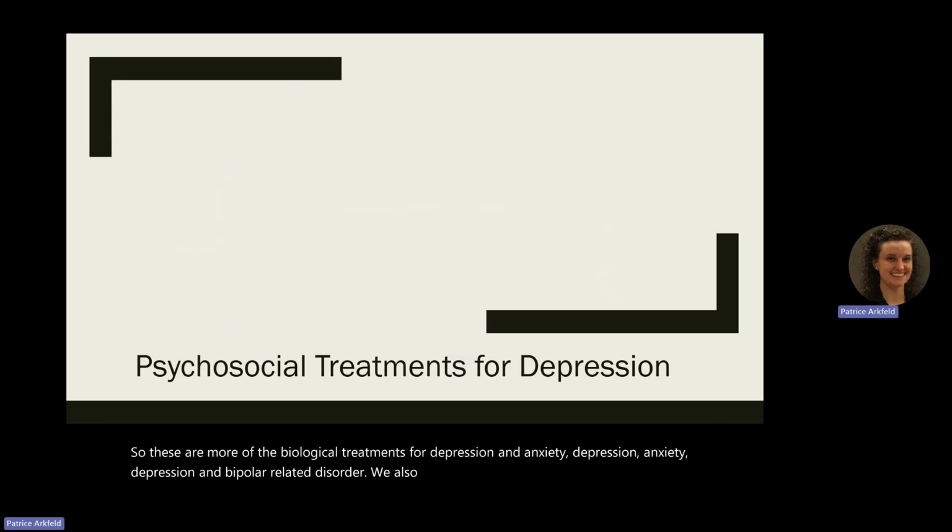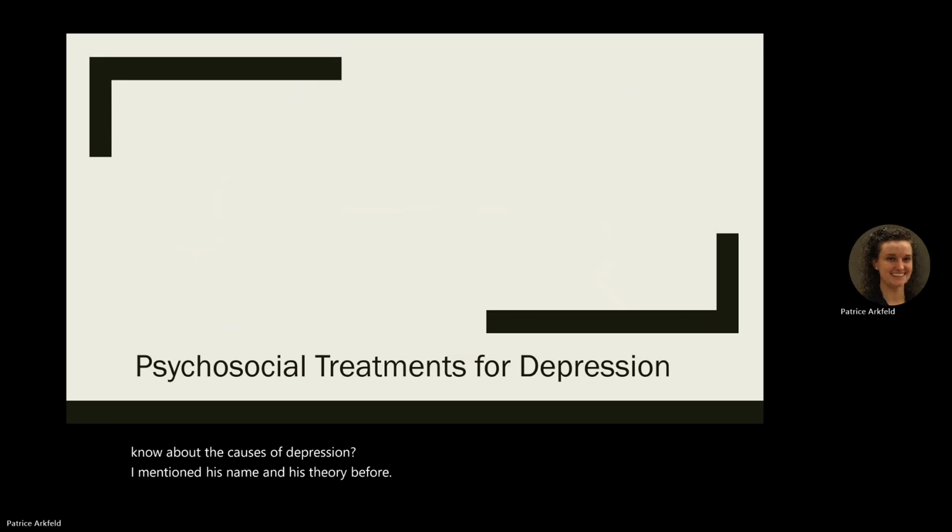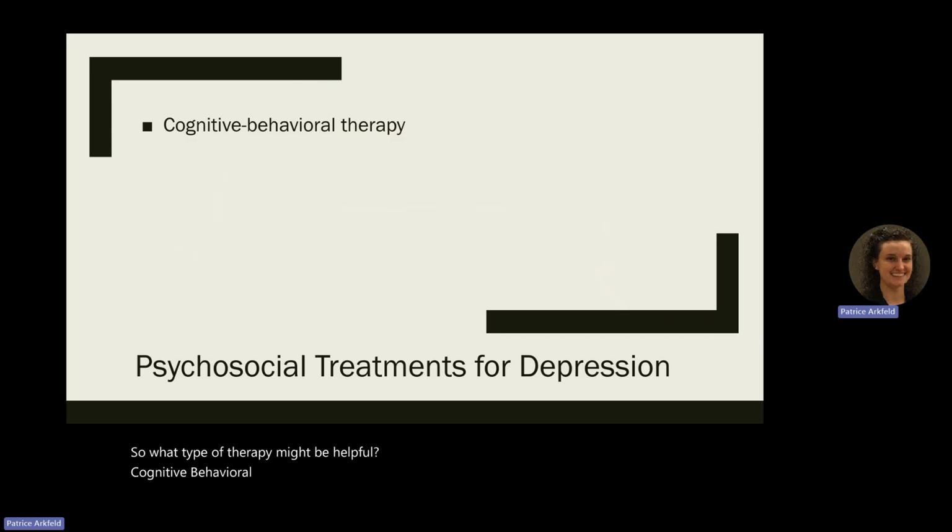We also have psychosocial treatments. Any guesses what the most common psychosocial treatment for depression would be, based off of what we know about the causes of depression? I mentioned his name and his theory before. Who's responsible for the cognitive triad? Well, let me backtrack. The cognitive triad implies that there is a cognitive component to depression. So what type of therapy might be helpful? Cognitive behavioral therapy. It is the best evidence-based treatment for depression.